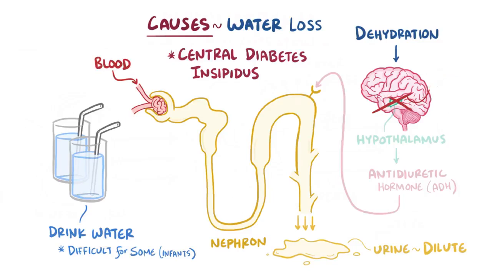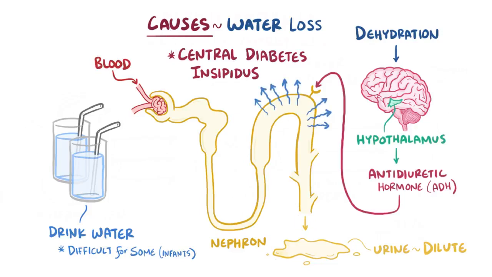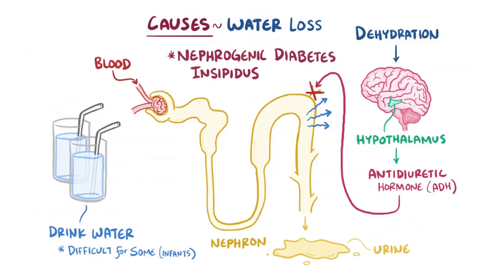Another possibility is that the hypothalamus makes ADH normally, but the receptors in the kidneys stop responding to it. This time the fault is in the kidneys, so it's known as nephrogenic diabetes insipidus. Again, in this case, the urine becomes dilute and the sodium in the blood becomes more concentrated. And just like central diabetes insipidus, people with this type also drink water to make up for the loss.